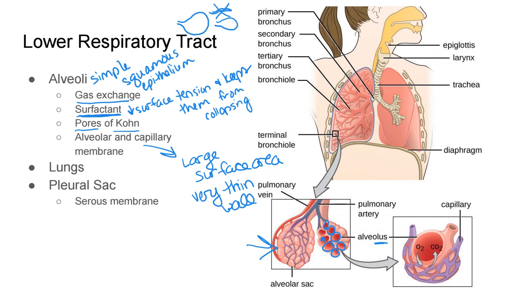Again, those simple squamous cells. And we've got diffusion working in our favor. Remember, diffusion is when things move from high to low and it doesn't require any energy. As you can see in this second image here, we've got oxygen diffusing out into the capillaries and CO2 coming back into the lungs to be removed from the body.